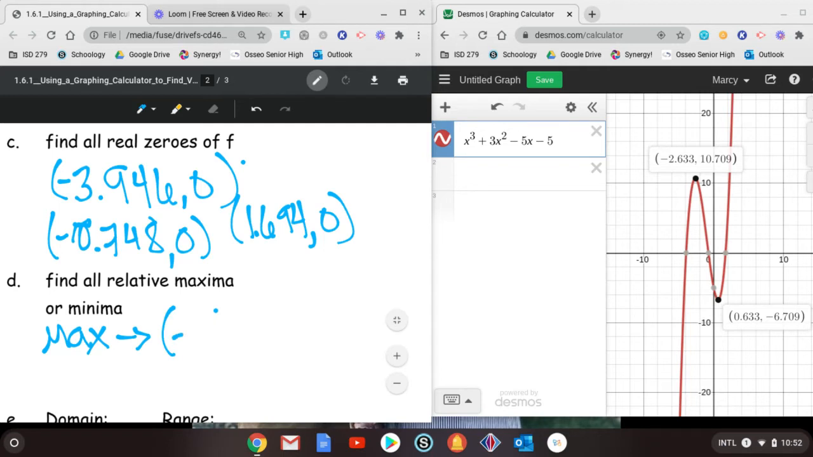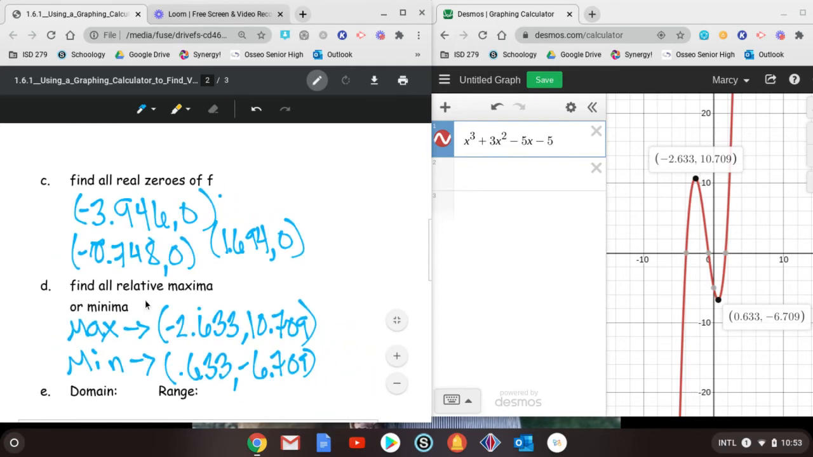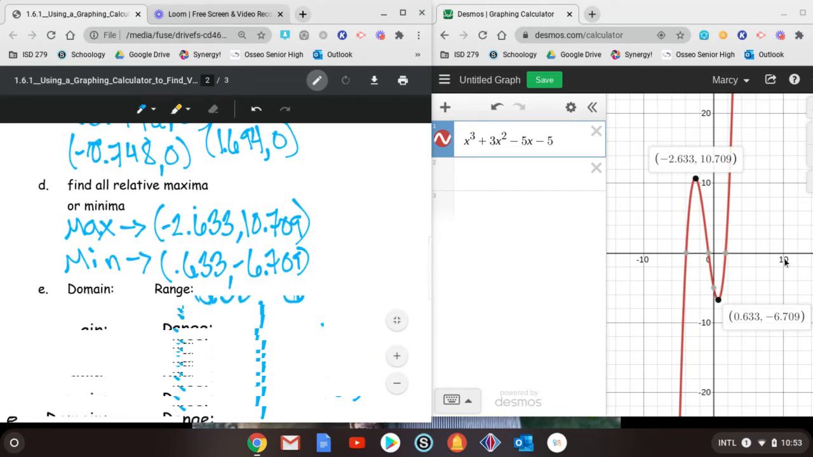And my max is going to be negative 2.633, 10.709. My min is 0.633, negative 6.709. All right, so pretty easy so far.